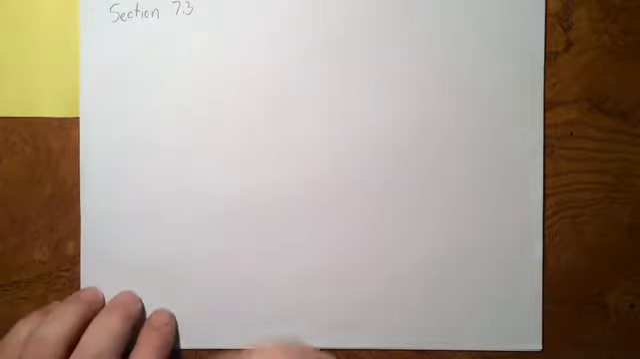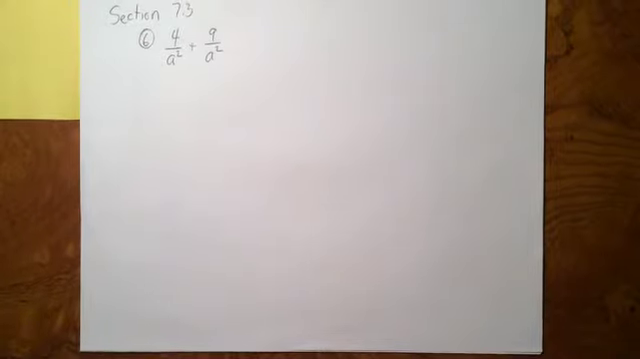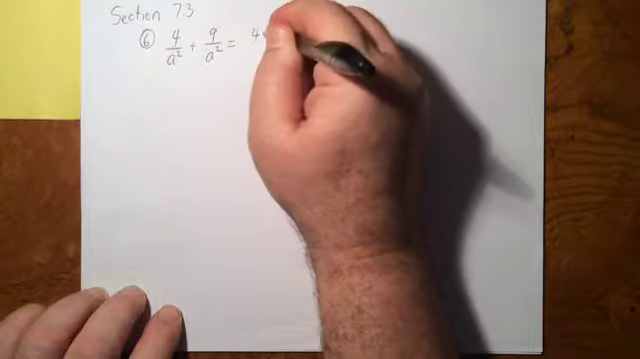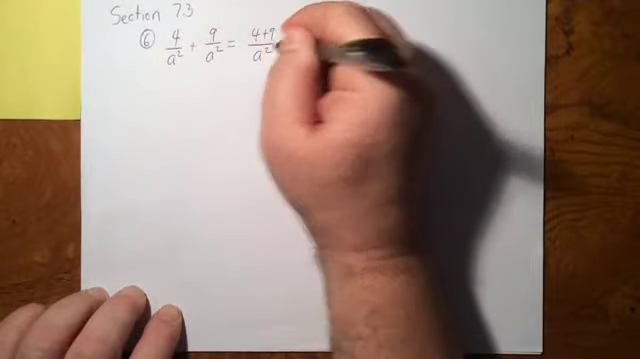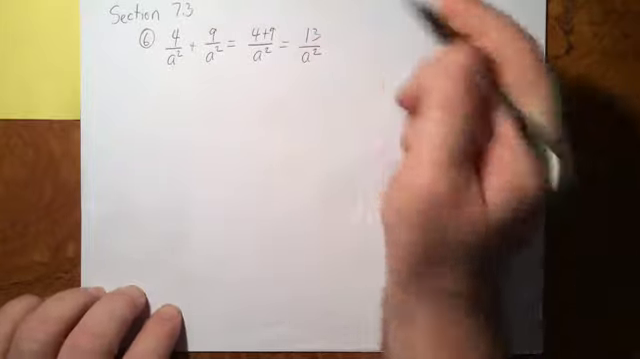This is going to be question 6 from the textbook. We're going to take a look at the problem of 4 over a to the second plus 9 over a to the second. So we see in the problem that both denominators are the same expression. So all we're going to do is simply write this as 4 plus 9 over a to the second, and that will give us 13 over a to the second.